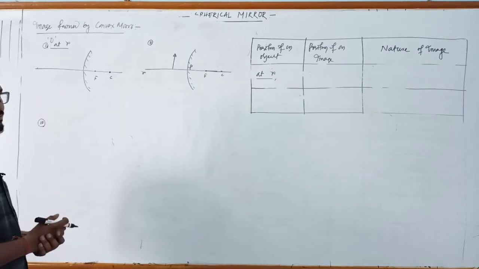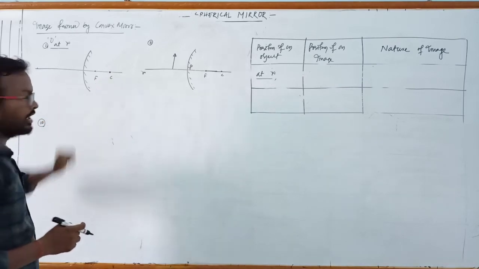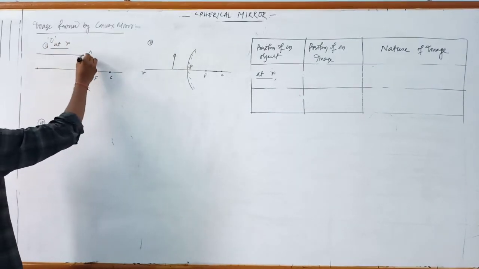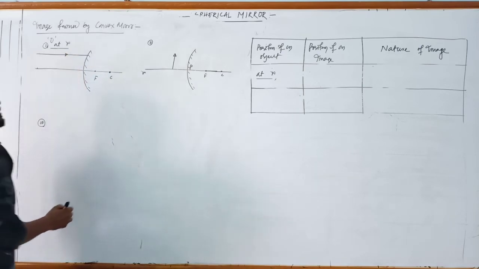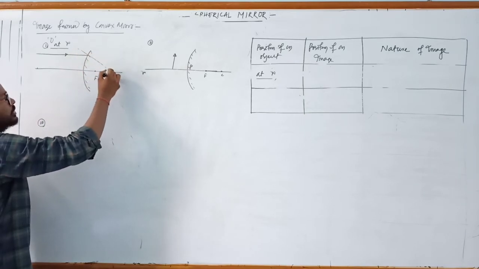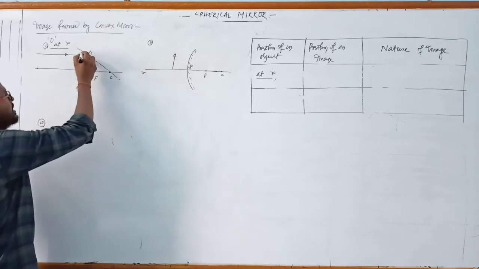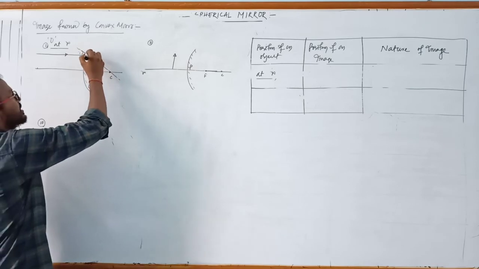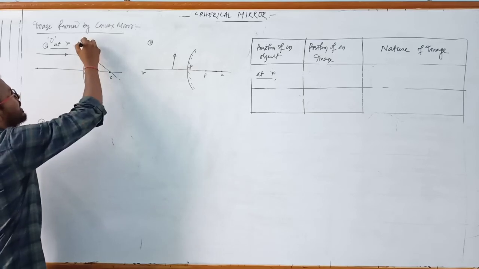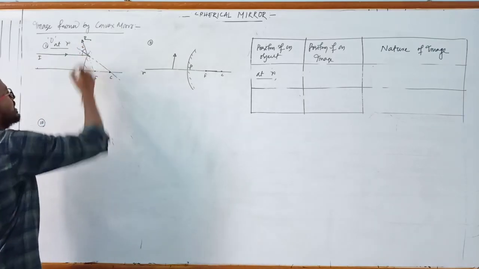Now we have to draw a ray diagram for a convex mirror. Clear? So convex mirror, and this is the center of curvature, this is the focus point. Suppose the object is at infinite distance and the ray coming from infinity parallel to the principal axis is incident on this point, then we have to draw a normal which passes through the center of curvature, and this is the angle of incidence. According to the law of reflection, the angle of incidence equals the angle of reflection, and the ray is reflected back in this direction. This is the reflected ray and this is the incident ray.